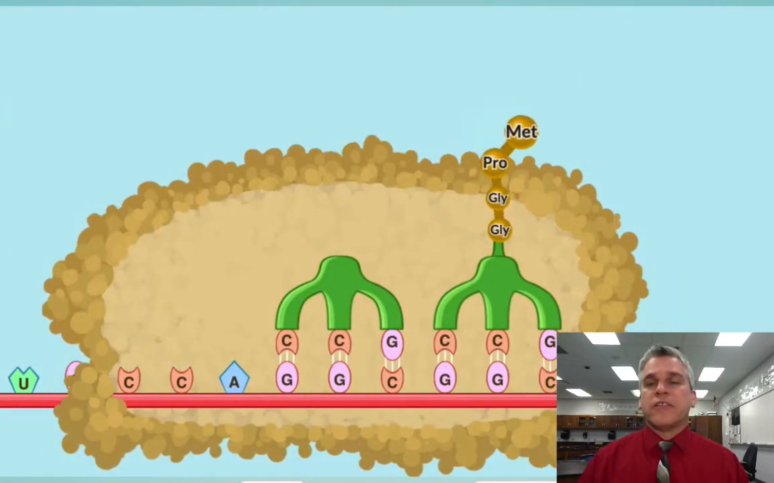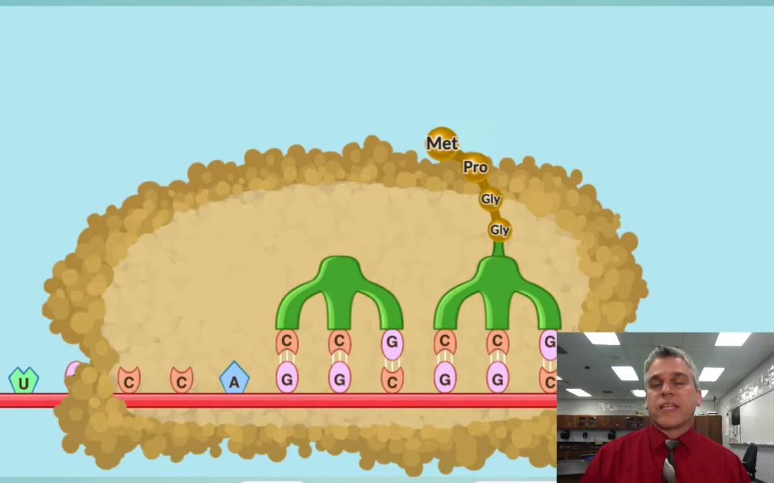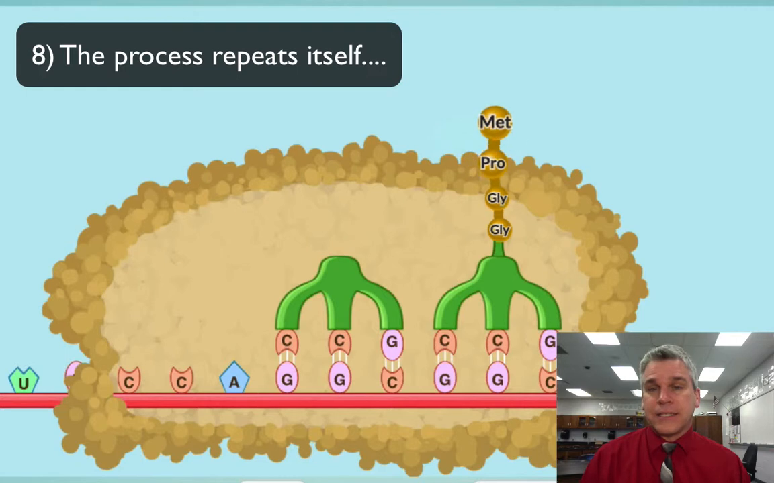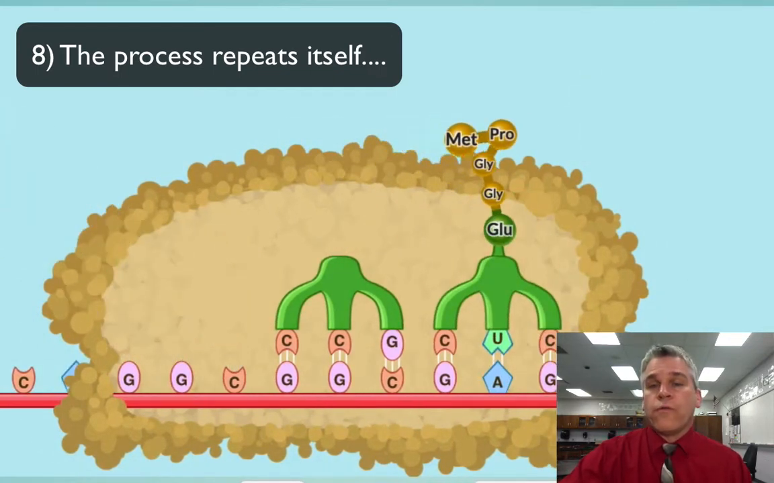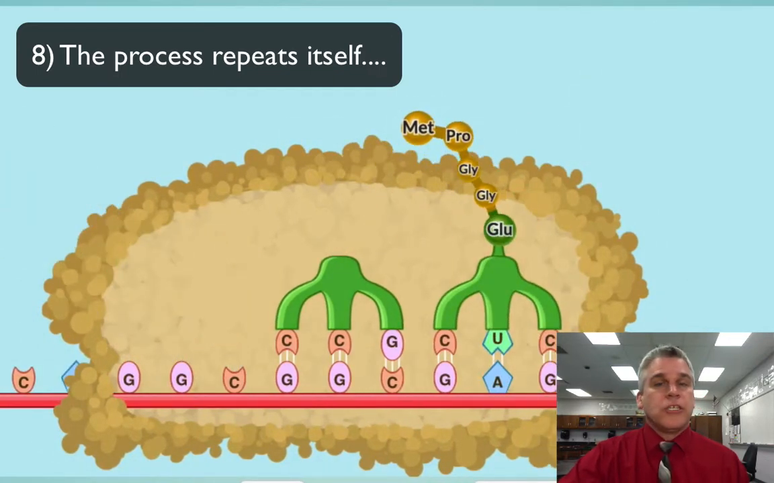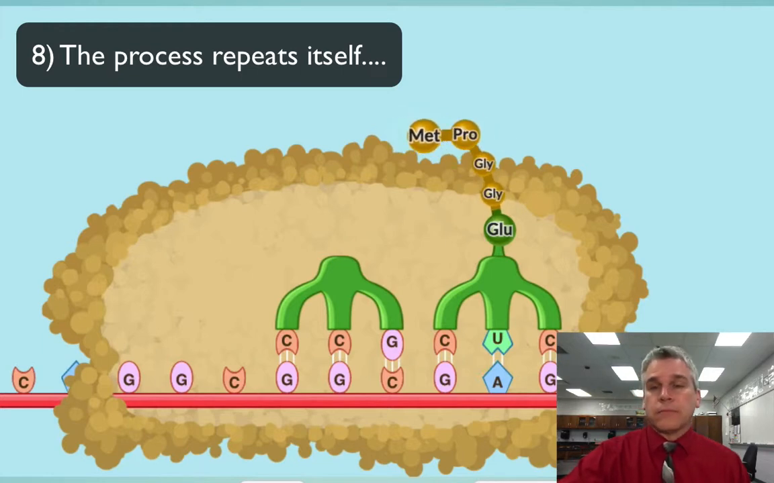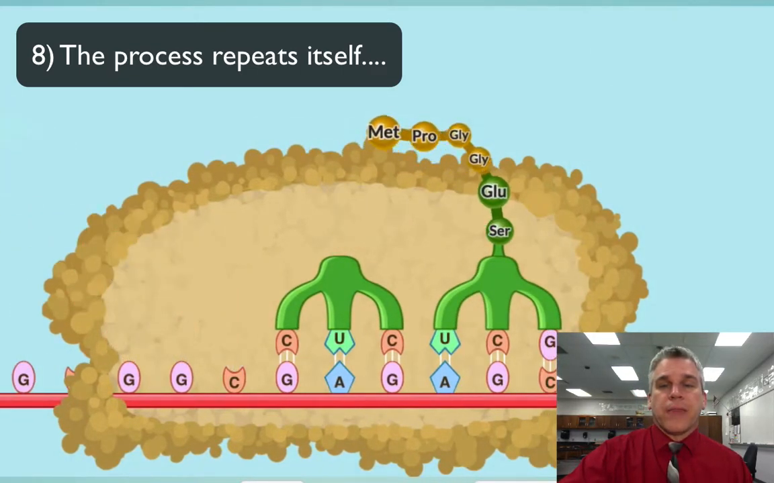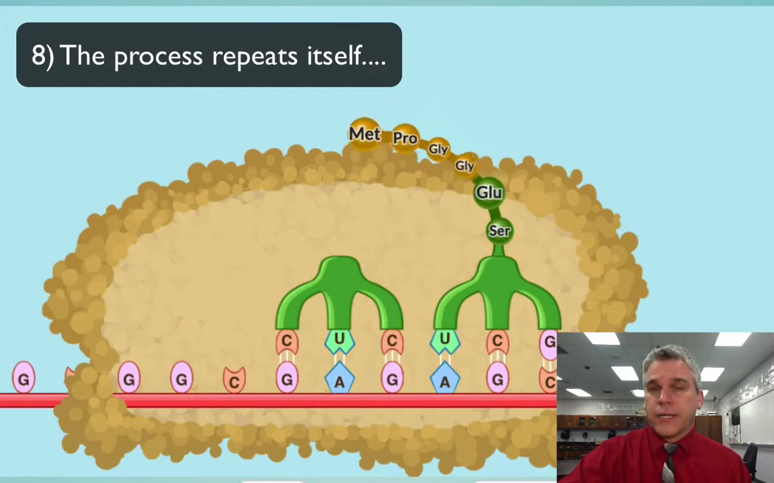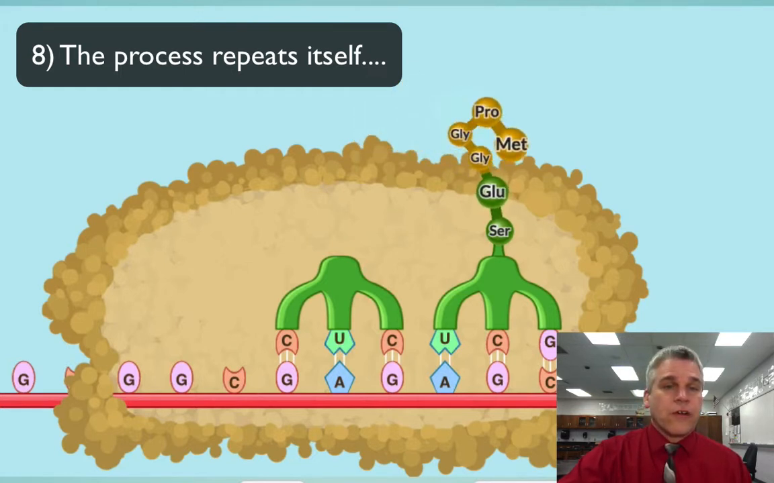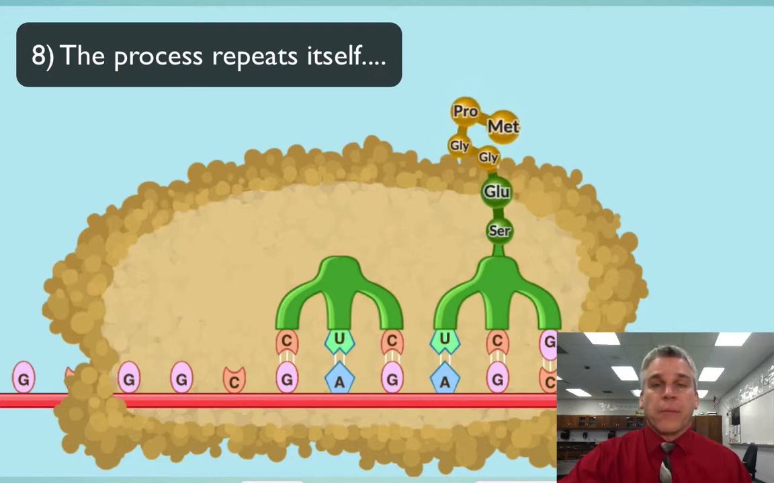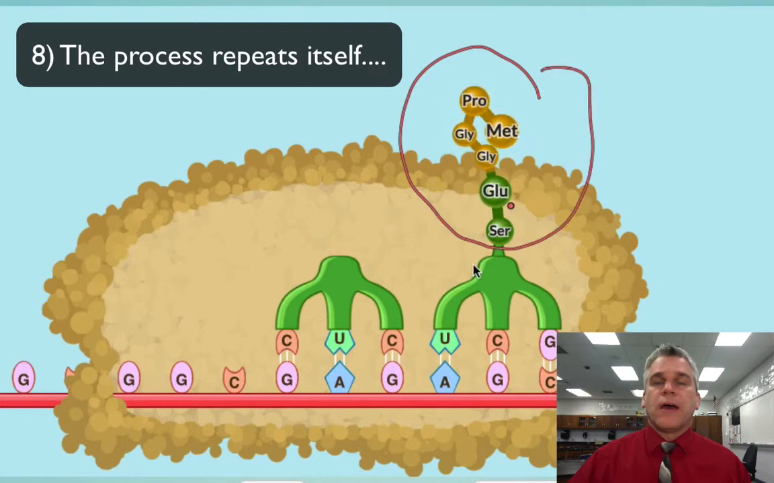The messenger RNA continues to move along the ribosome. The next codon is GGC, again, which is another glycine, and the peptide bond forms, previous transfer RNA leaves. And this is just going to happen over and over and over again. GAG codes for glutamine. AGC codes for serine. Again, previous transfer RNA leaves, and the peptide bond forms. Notice what's happening. We're forming a chain of amino acids.